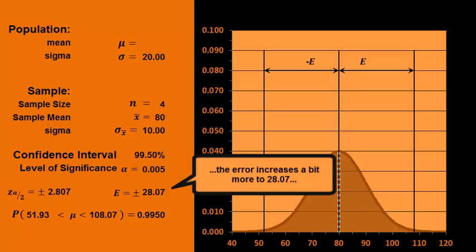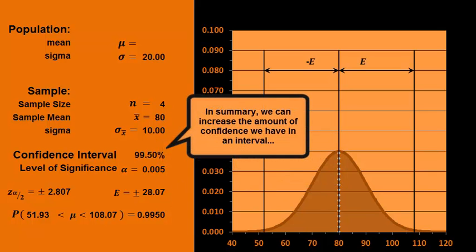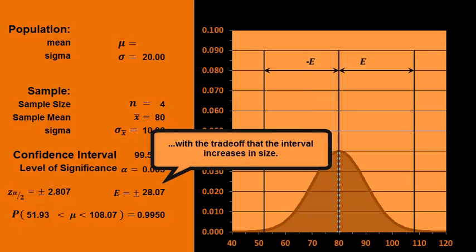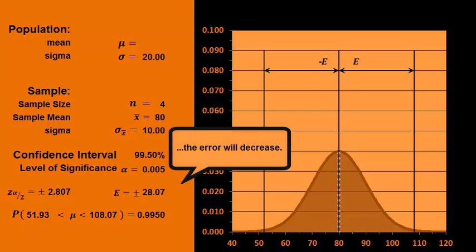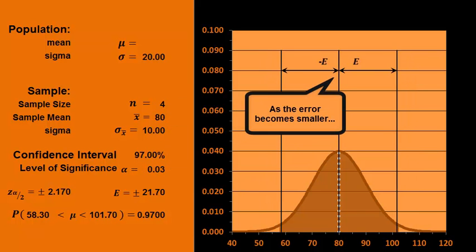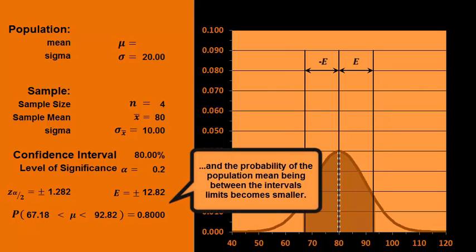If we increase the confidence interval a bit more to 99.5%, the magnitude of the z-score increases, the error increases a bit more to 28.07, but the resulting interval has a greater probability of containing the population mean. In summary, we can increase the amount of confidence we have in an interval with the trade-off that the interval increases in size. It follows then, if we were to reduce the confidence required, the error will decrease. As the error becomes smaller, the area under the sampling distribution becomes smaller, and the probability of the mean being between the interval's limits becomes smaller.